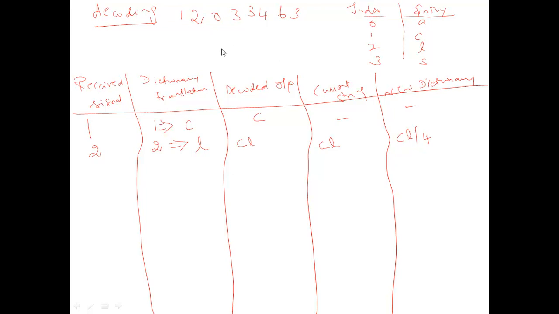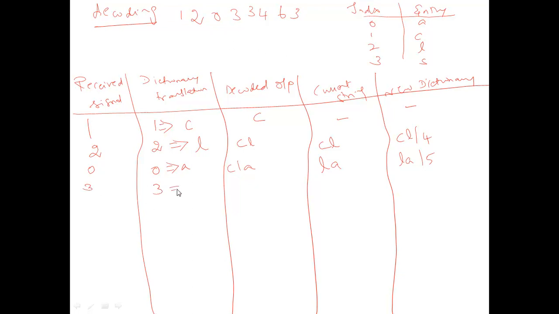The next received signal is 0. 0 is translated as A, because at index 0 we have A. So the decoder output is CLA. The current string is the previous dictionary translation, which is L, with the first letter of the current translation, which is A. The new dictionary entry is LA, at index 5, since 4 is already filled. The next received signal is 3.